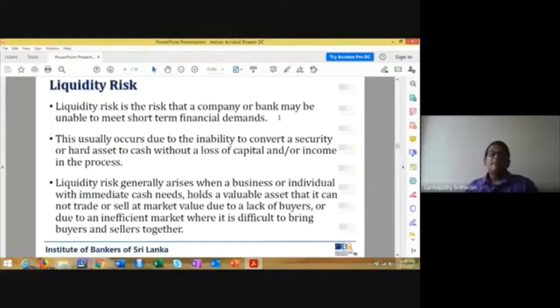But in some cases, they cannot convert those securities or liquid assets into cash in the interbank market or the securities market. In that scenario, liquidity risk will arise. Liquidity risk generally arises when a business or individual with immediate cash needs holds a valuable asset that cannot be traded or sold at market value, due to a lack of buyers or an inefficient market where it is difficult to bring buyers and sellers together.